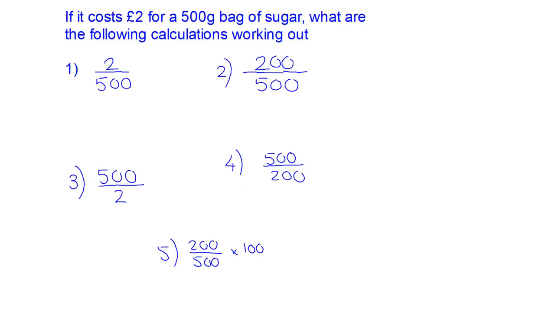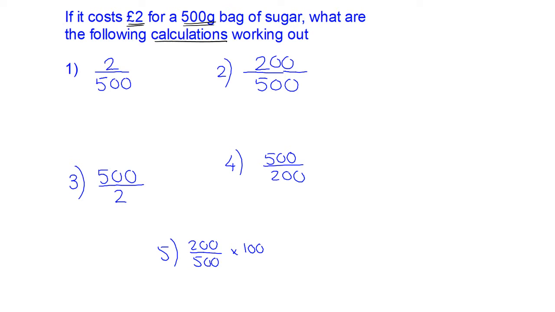Hi guys, in this video we're going to have a look at a topic. I'm not too sure what to call it. Let's just call it calculations, but whatever it is, it's really going to help us with our percentages later on. So you're going to be given a fact, something like this. £2 buys a bag of sugar weighing 500 grams.